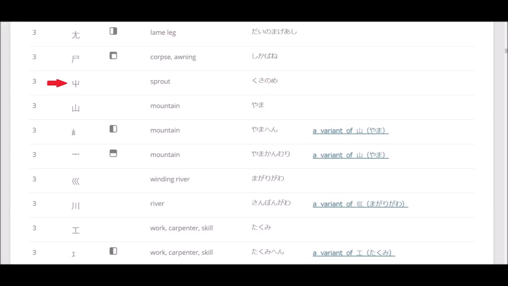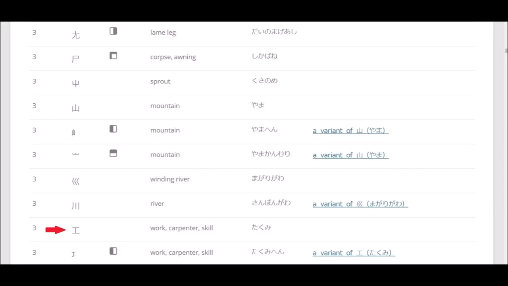Then you got kusanome, which is sprout. Yama, which is mountain. That's very, very common. As you'll see in these two variants, you've got yama hen, which is the yama as a radical to the left side of the kanji, and then you have yama kamuri, which is mountain at the top of a kanji. And yeah, very, very common. Magarigawa, which is a winding river. I have actually never seen this kanji before until just now. And then you have Sambongawa, which is river.